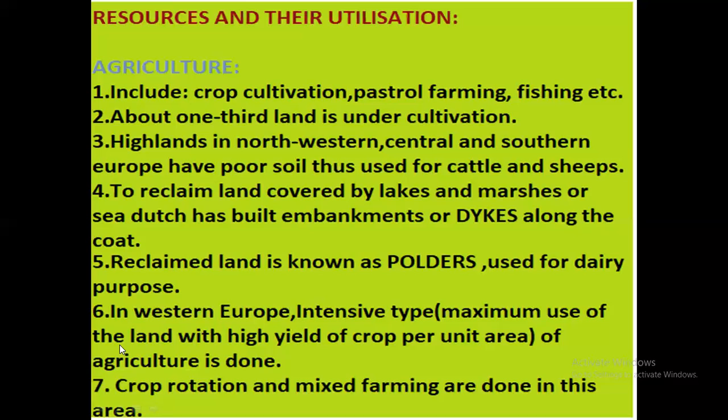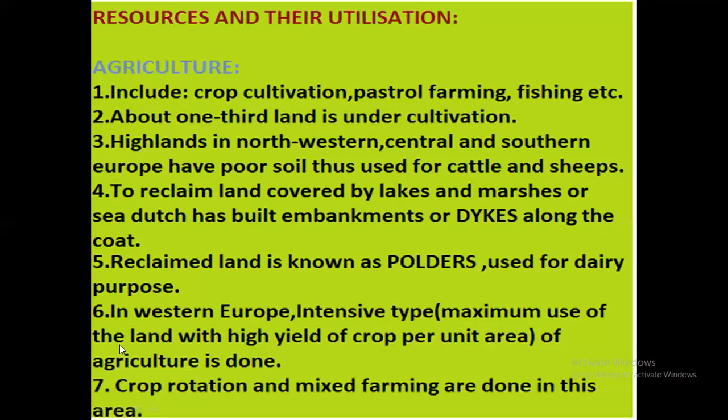Certain places or lands are actually covered with lakes, marshes, sea, etc. In order to bring them into use, Dutch people have built embankments. Those embankments are called dikes. The land which is then available is called polders, which is then used for dairy purposes.